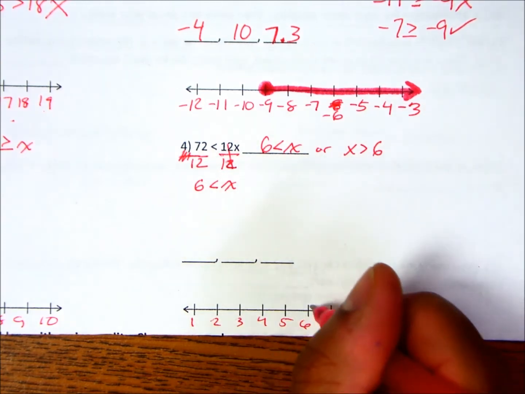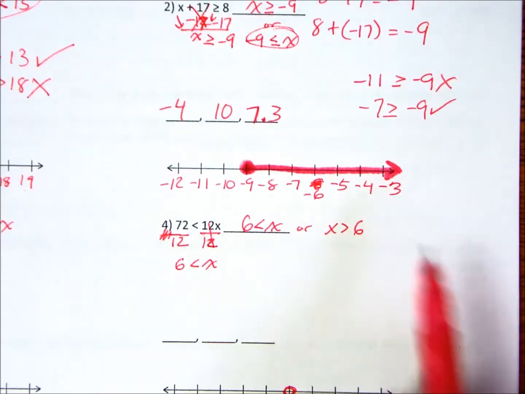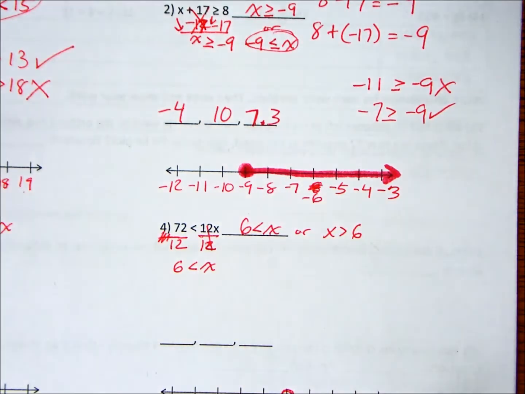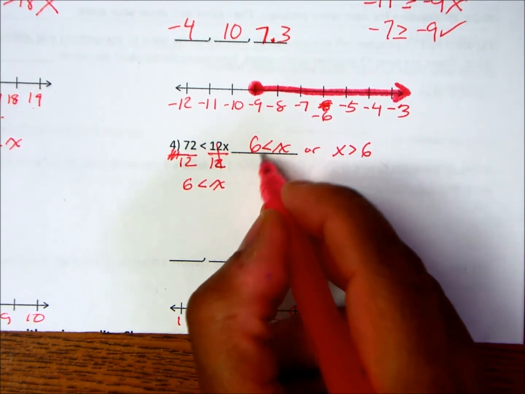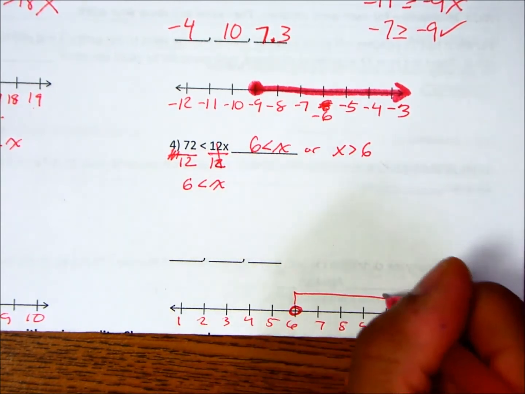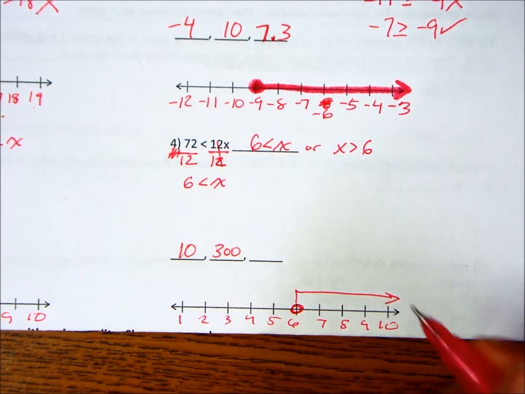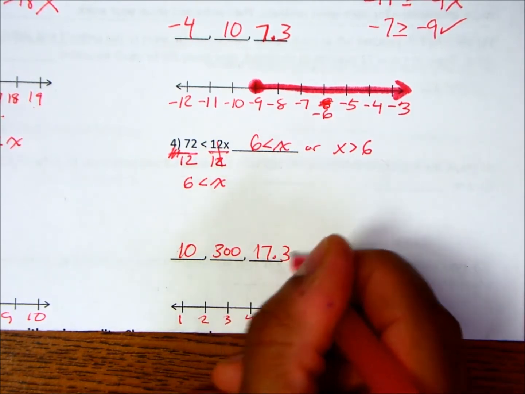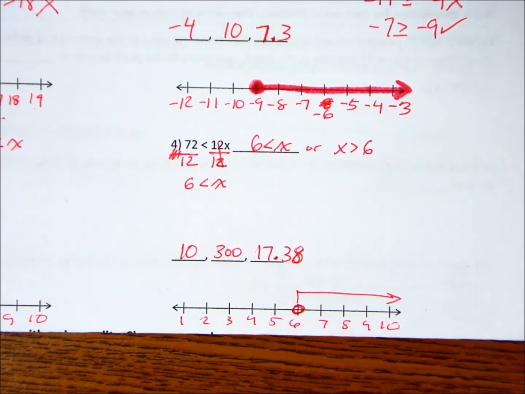Let's do 1 again. 1, 2, 3, 4, 5, 6, 7, 8, 9, 10. Now, open circle on 6. The 6 is not a solution. I can't include it because it's not equal to. If there's a little line underneath it, go for it because it could equal, but in this case, it will not. And I want 6 to be less than whatever x is. So all my x values are going to be greater. Possible solutions will include 10, you could do 300 if you really wanted to, 17 and 3800, those all would work. Remember, inequalities have multiple solutions. It's not just one answer.